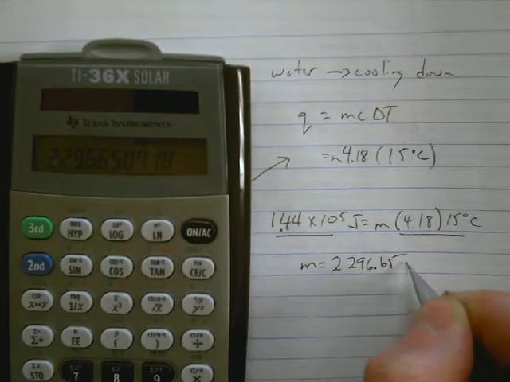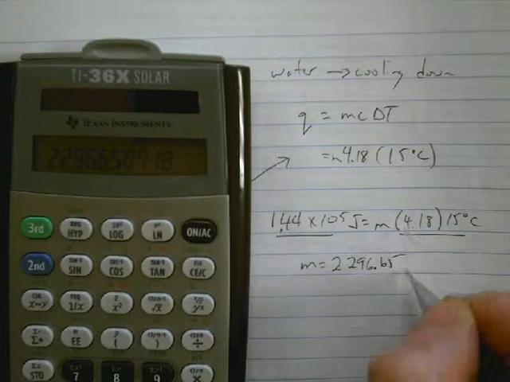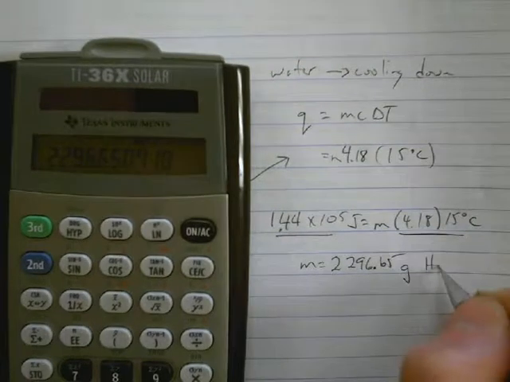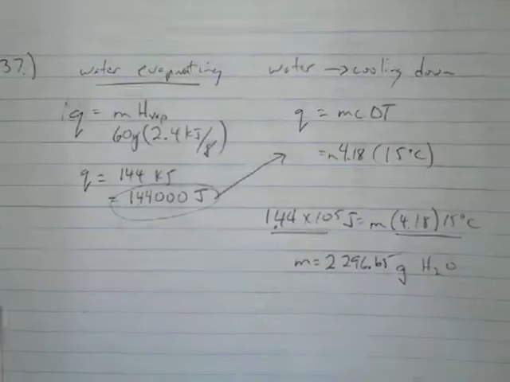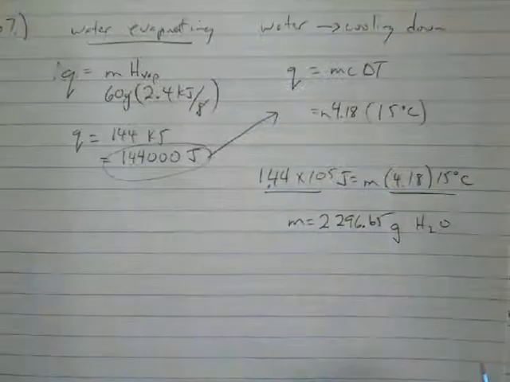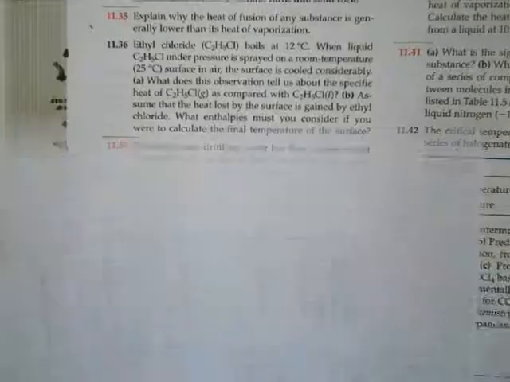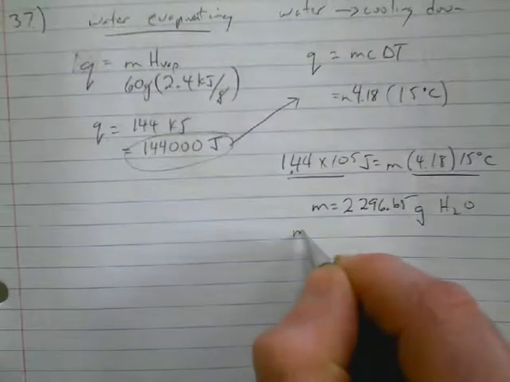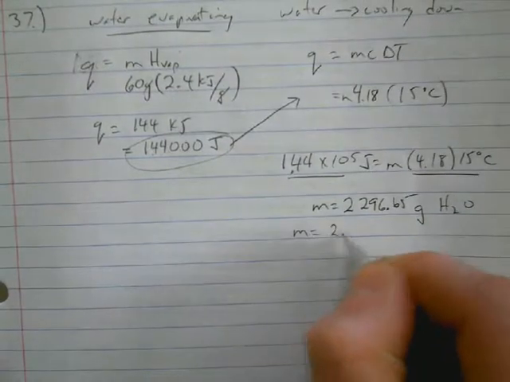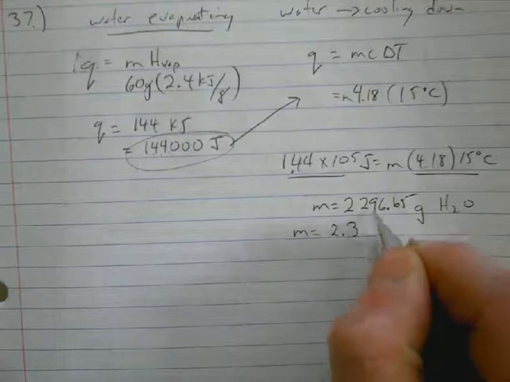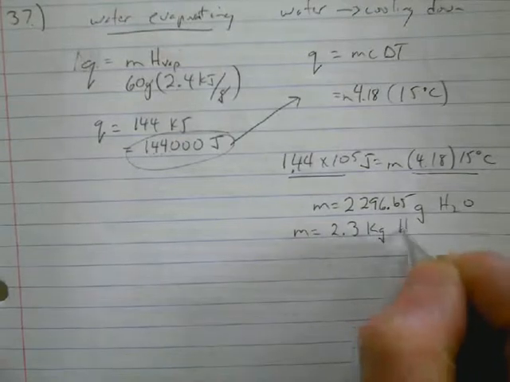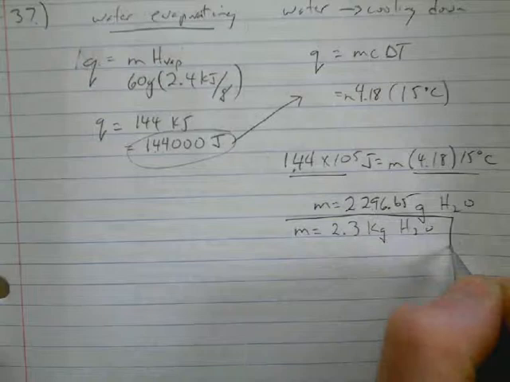Grams of H2O. And finally, we will convert that to significant figures. From our significant figures, we see we have 2 here, 2, 2. Looks like 2 all the way through. So the mass of the water that can be cooled is 2.3 kilograms of water. And that is how that kind of a problem is worked.